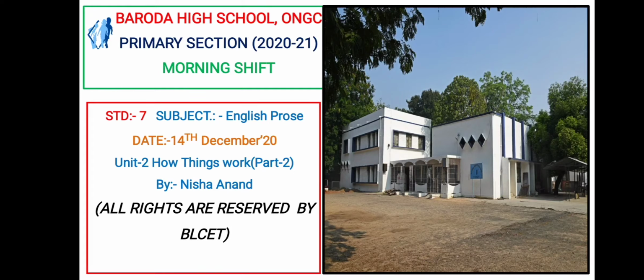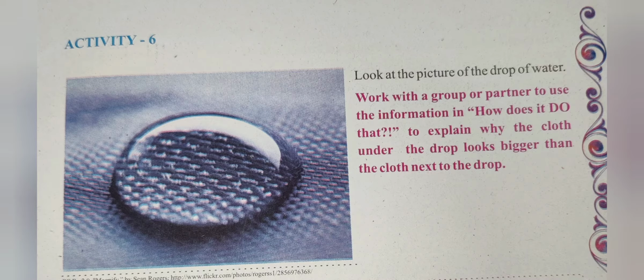Today we are going to start How Things Work, part 2. Let's start with activity 6. Look at the picture of the drop of water. Work with a group or a partner to use the information in it. How does it do that? To explain why the cloth under the drop looks bigger than the cloth next to the drop.